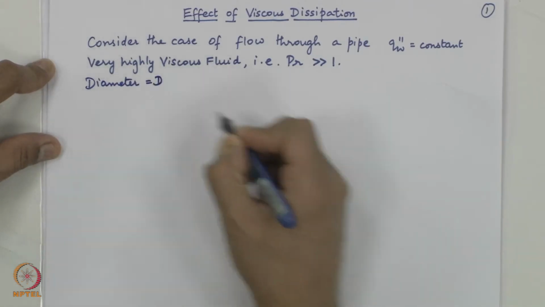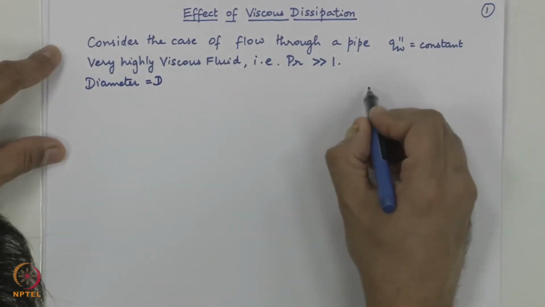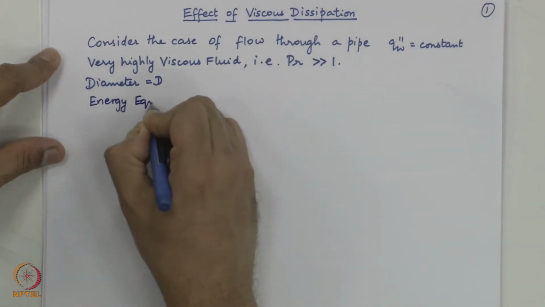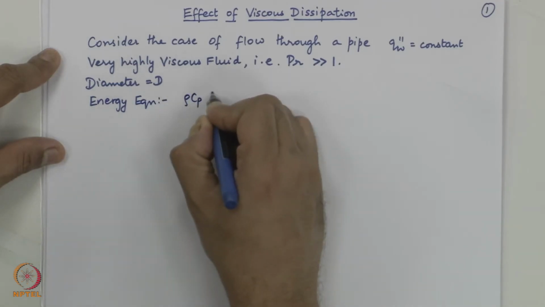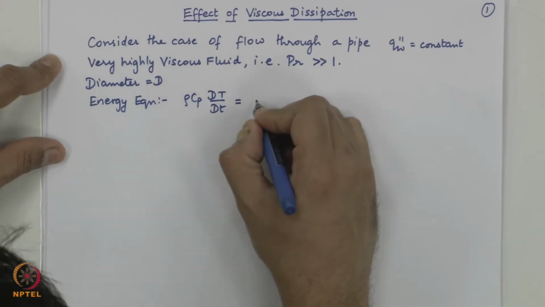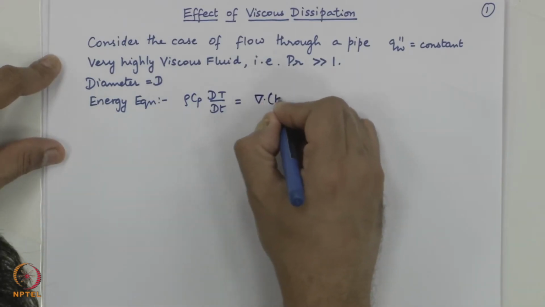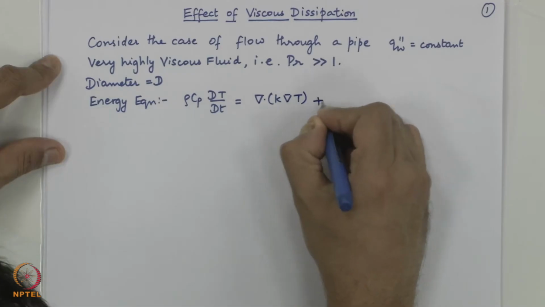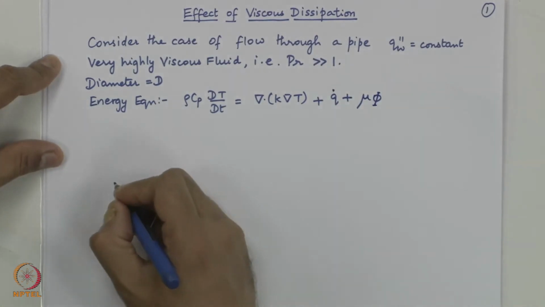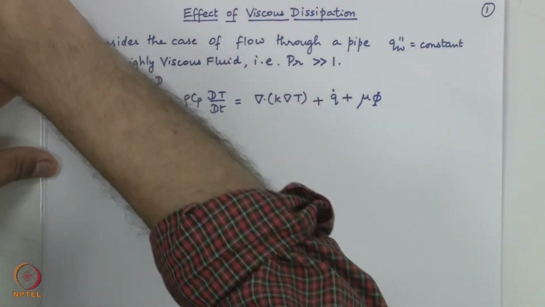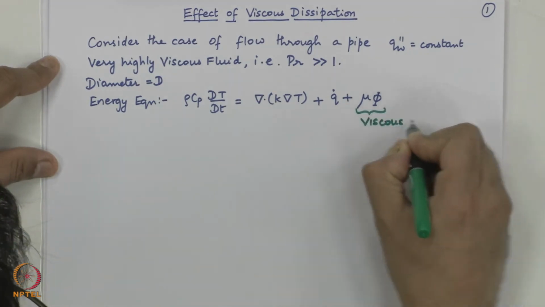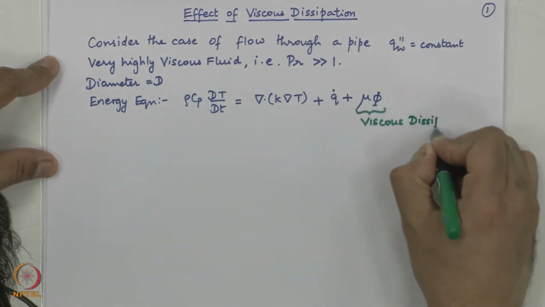And if you just have the energy equation, it is going to look like this: rho Cp dT by dt is equal to del dot k del T plus q dot plus mu phi. And we used to neglect this term. This is the viscous dissipation term.